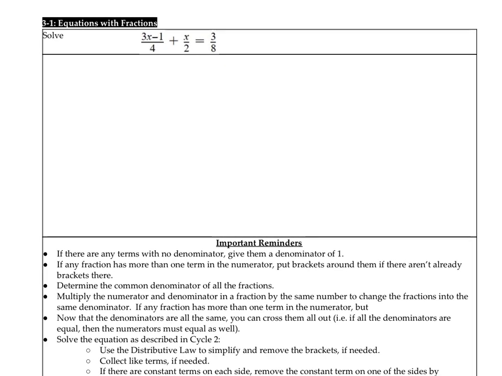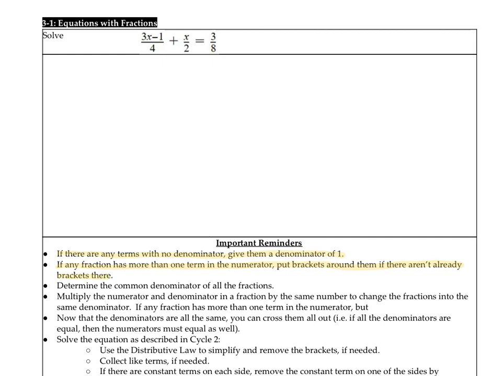So it's important to know that if you have any terms with no denominator, you would have to give them a denominator of 1. That does not apply in this example, but if you do have a question with a term with no denominator, give it a denominator of 1. And if there's any fraction that has more than one term in the numerator, put the brackets around them if there aren't already brackets there.